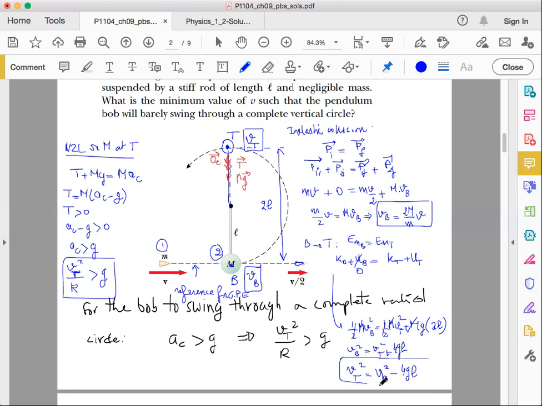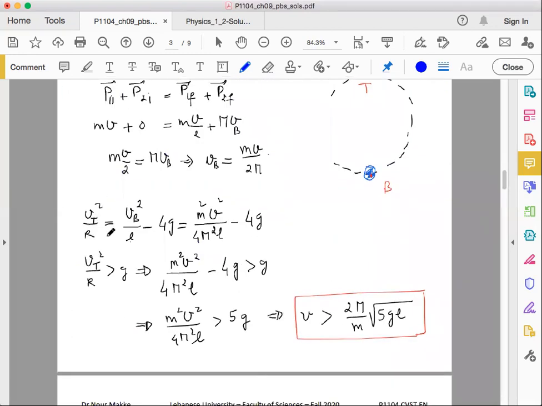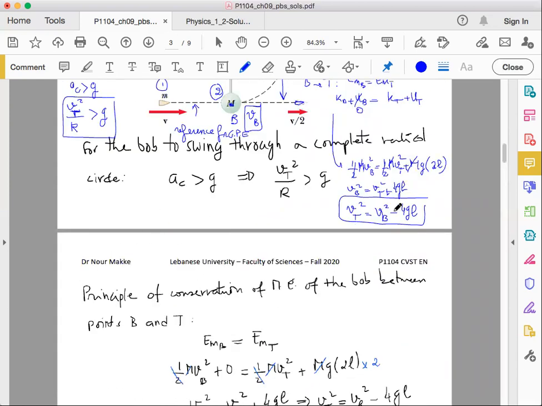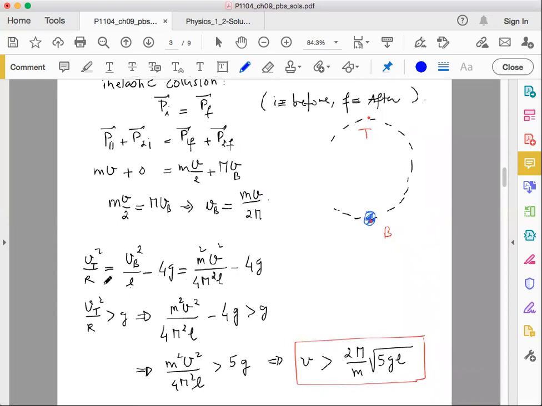So we know by now what is the value of VT, and all that we need to do is just to replace it by its value in here. So we end up with the following. VT squared over R would be equal to VB squared divided by, so VT squared is equal to VB squared minus 4GL, right? So R is nothing else than the L. So R, don't forget, it's equal to L, right? So VT squared over R is nothing else than VT squared over L, okay? So it is VB squared divided by L minus 4GL divided by L, so L cancels out.